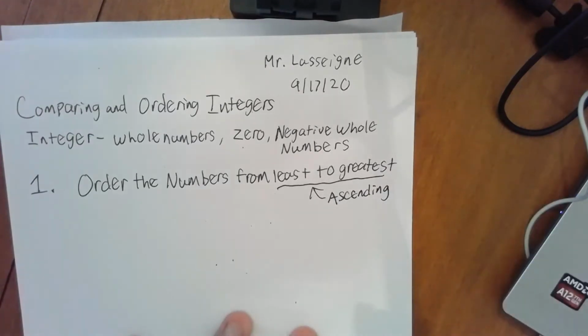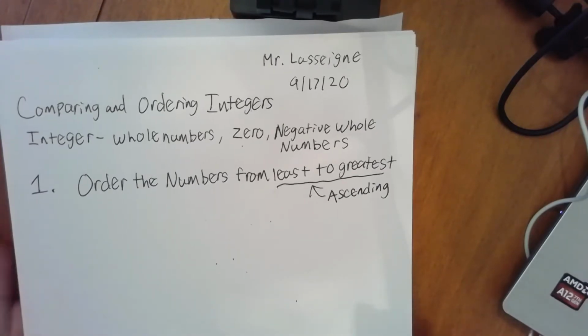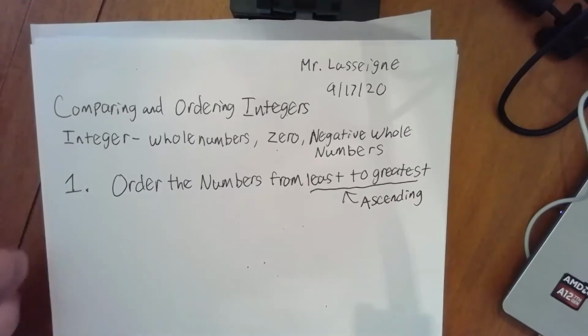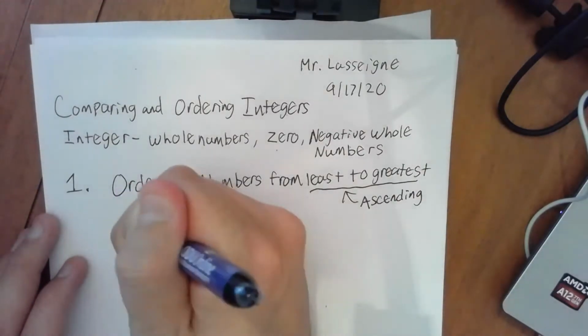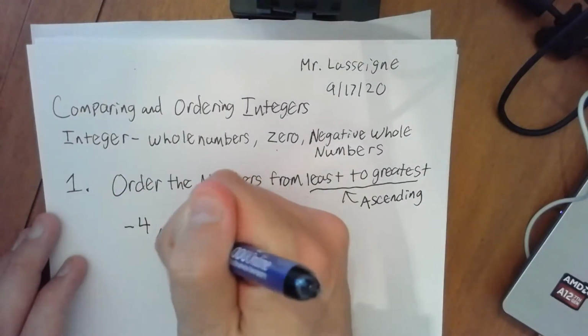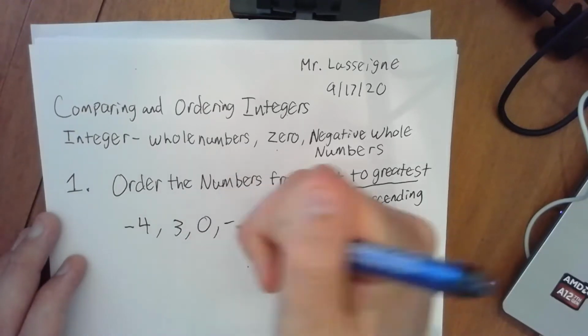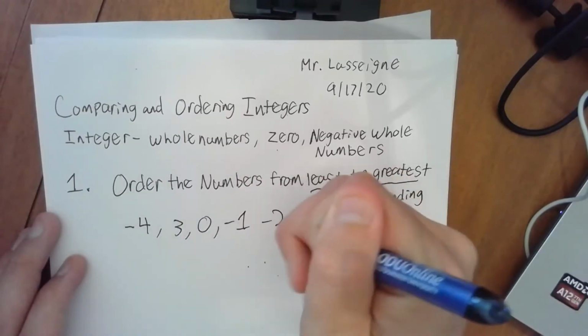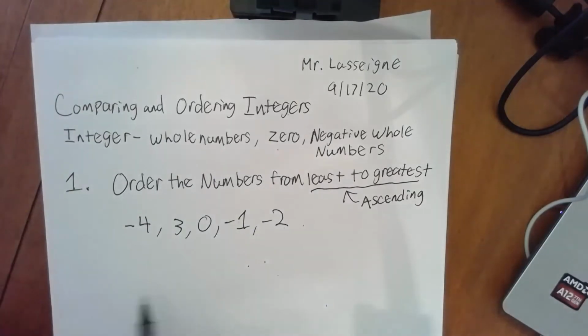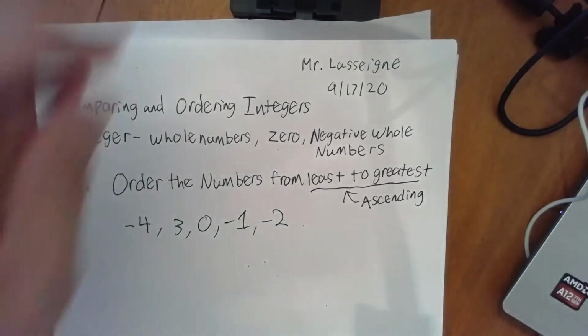Think about an airplane or a bird, right? They start off on the ground, which is their lowest point, their least point. And then as they're going up, that's ascending. They go up into the sky, their highest point. Okay, so the numbers we're actually going to order here: -4, +3, 0, -1, -2. So we've got to put these in order from smallest to biggest, from least to greatest.